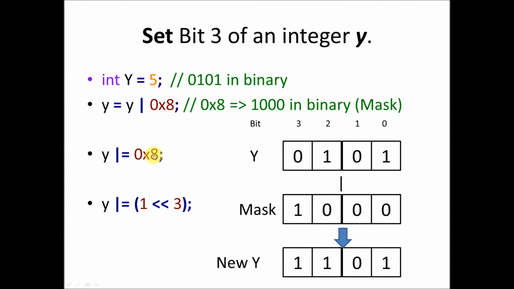And there's a couple of methods to construct the mask or do the operation. Here's an in-place OR, and here's using a bit shift. It does exactly the same thing. We end up with the exact same value.